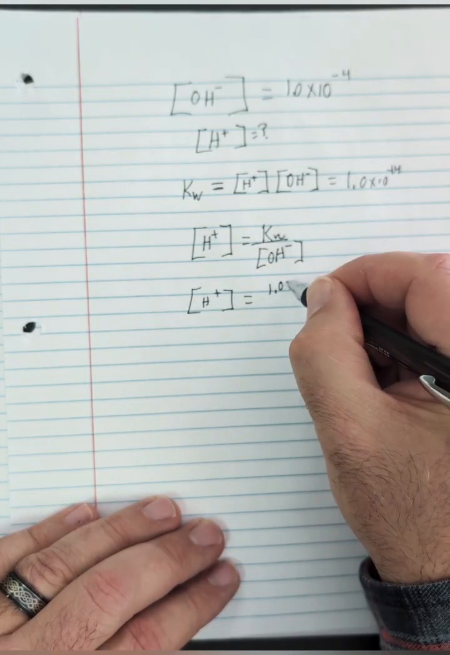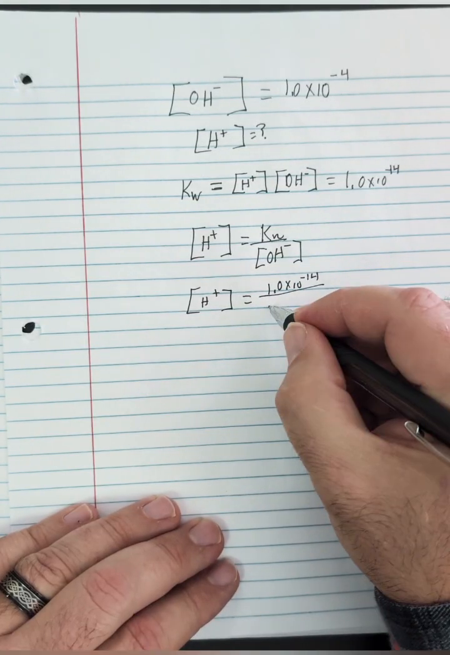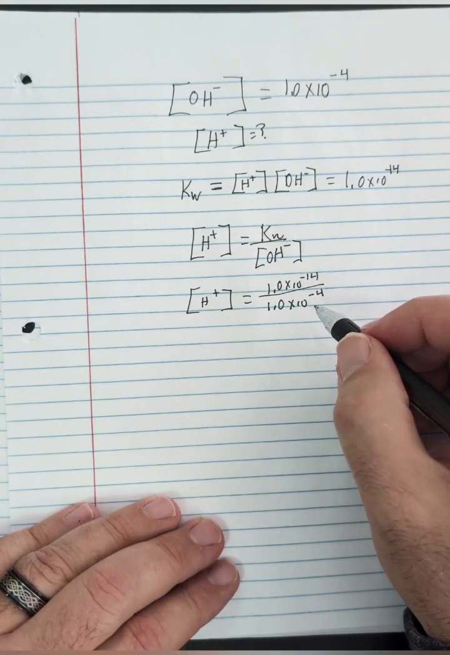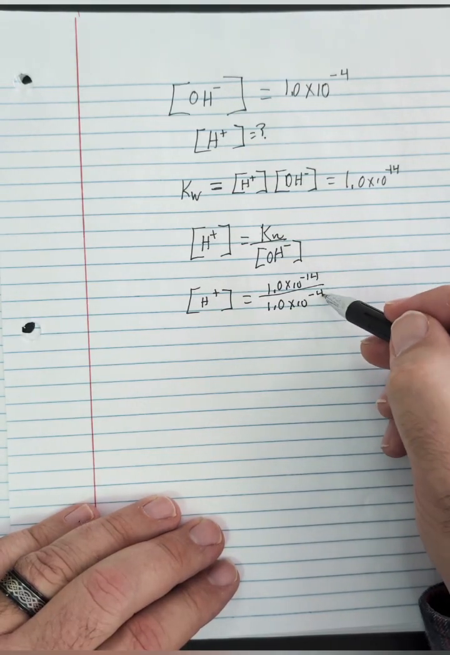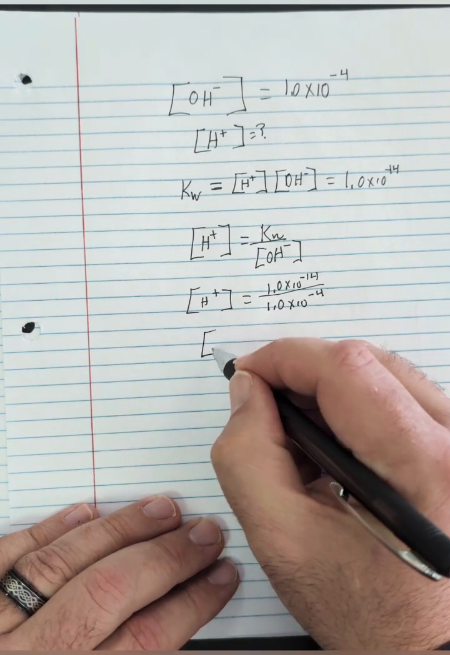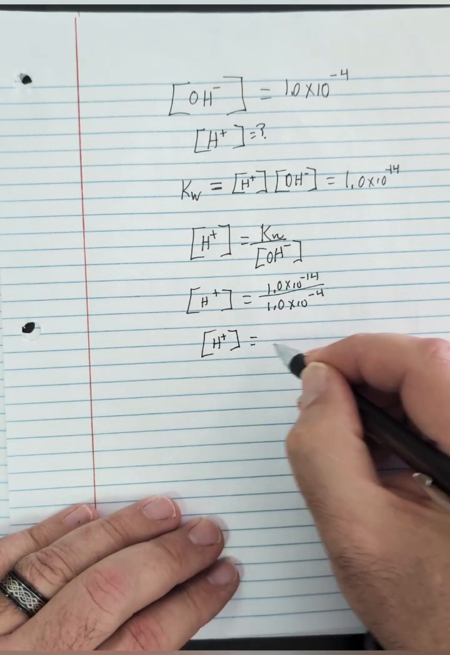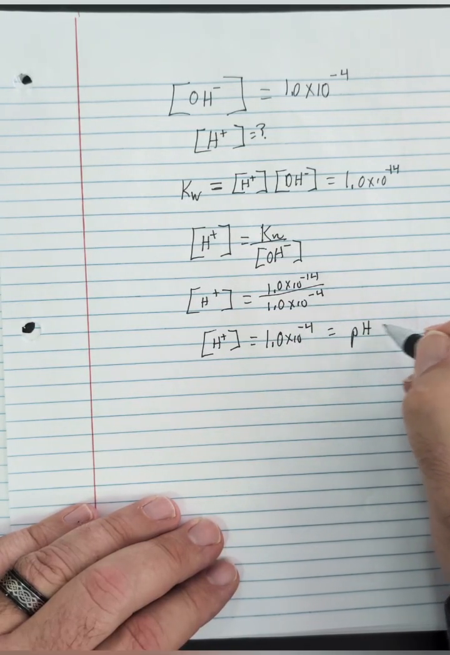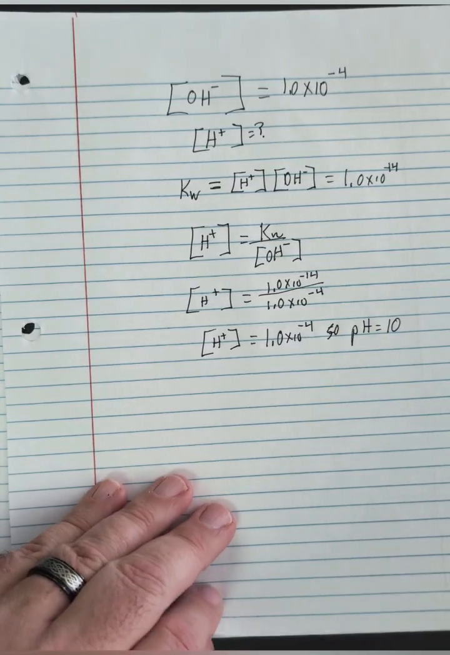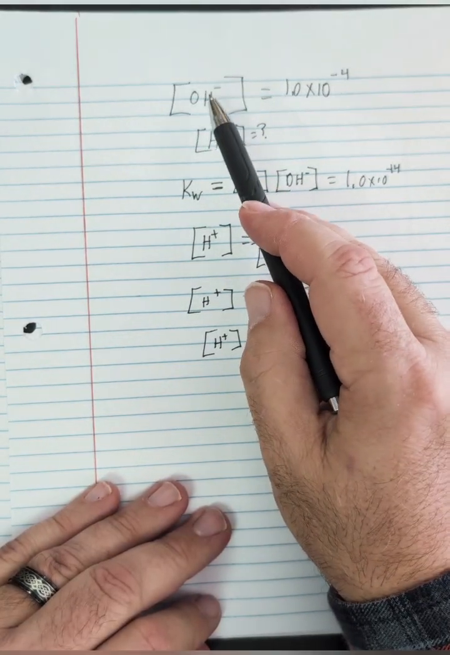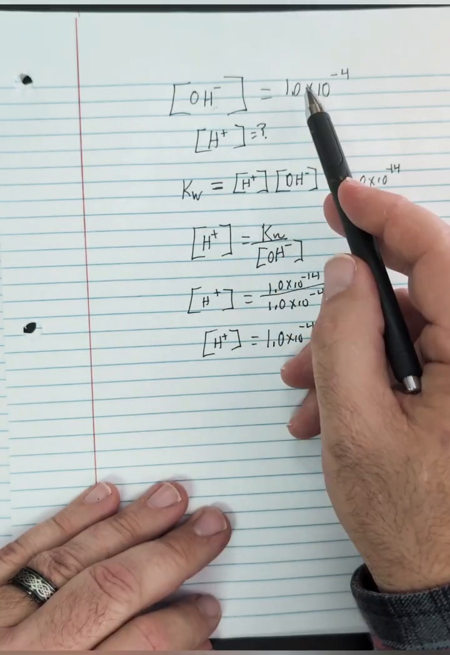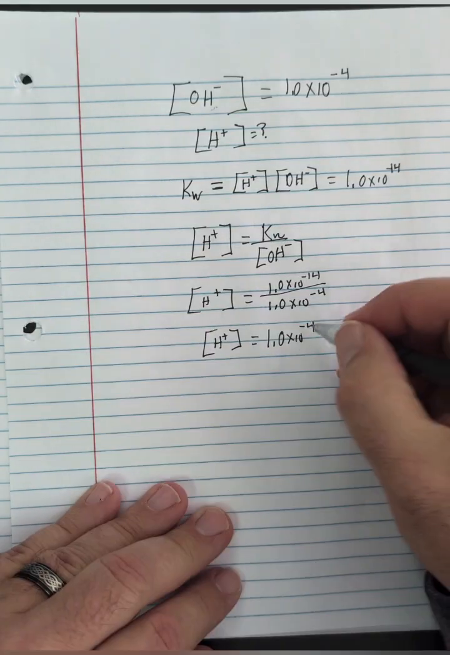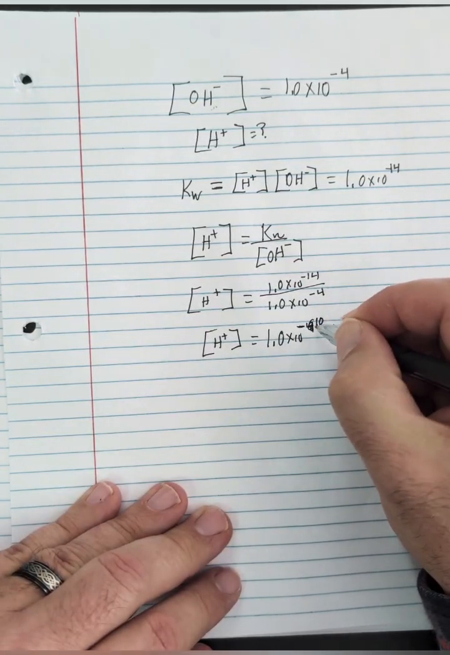We know that's 1.0 times 10 to the negative 14th, and we were given the 1.0 times 10 to the negative 4. And then when you divide with exponents, you're going to subtract those, and so the hydrogen concentration is 1.0 times 10 to the negative 4th, so then the pH would be 10. So that's how you can go from the concentration of one substance in the water to the concentration of the other substance, and thus the pH. I wrote this wrong. This should be 10 to the negative 10, because I subtracted.